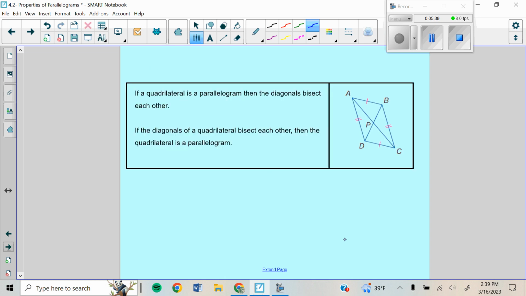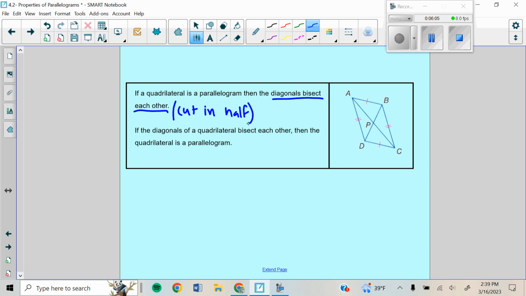All right, so let's go ahead and talk about another property. This is property 4 or 5, something like that. If a quadrilateral is a parallelogram, then the diagonals bisect each other. So think about, what does bisect mean? Bisect means it's going to cut it in half. So you need to write that down, that cuts in half.